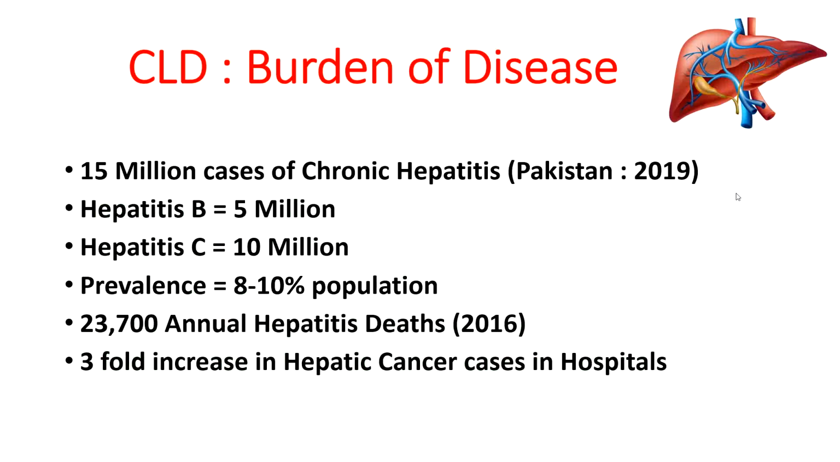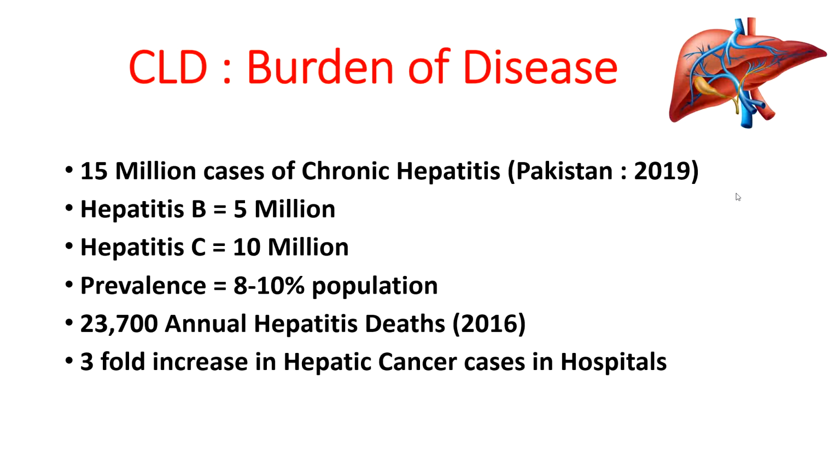Now coming to the subject, and that is chronic liver disease, CLD. Let's review the situation from a public health point of view, from the community health point of view. It has been estimated that in Pakistan in 2019, there are 15 million cases of chronic hepatitis, around 1.5 crore. Among these, chronic hepatitis B is around 5 million, and chronic hepatitis C is around 10 million.